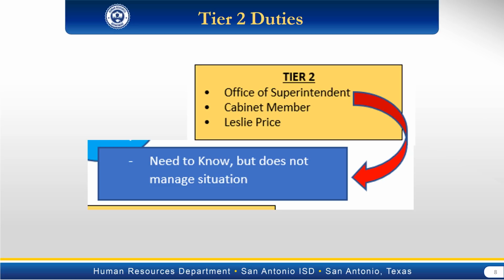Tier 2, in terms of notification, obviously includes the Office of the Superintendent, the appropriate cabinet member, and Leslie Price in Communications. They need to know, they're not directly managing the situation, but certainly we're always in consultation with the superintendent and cabinet and Ms. Price for any communication with media.